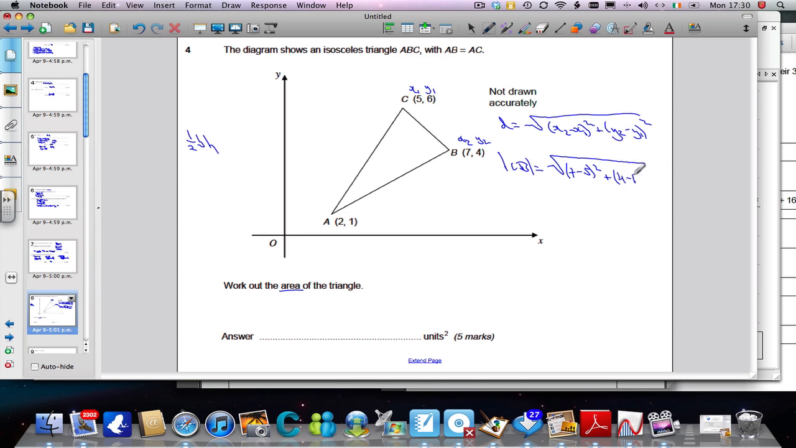4, take away 6 to be squared. Plug that into your calculator if you like. 7 minus 5 is 2, 2 squared is 4. 4 take away 6 is minus 2 squared is also 4. 4 plus 4 is 8. So the distance from C to B is root 8.